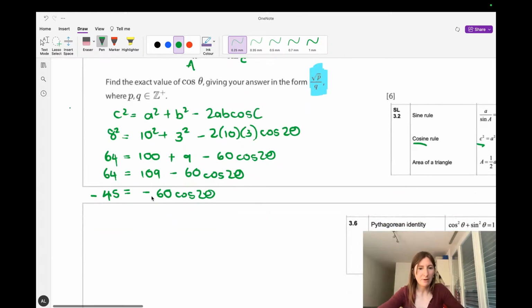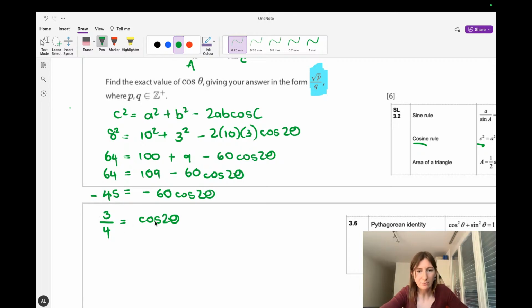Now I'm going to divide by that minus 60 on this side. So I'm going to have minus 45 divided by minus 60 gives me positive 45 over 60, which, dividing by 15, is 3 over 4. Okay, this is something more manageable. So we have 3 over 4 equals cos 2 theta.